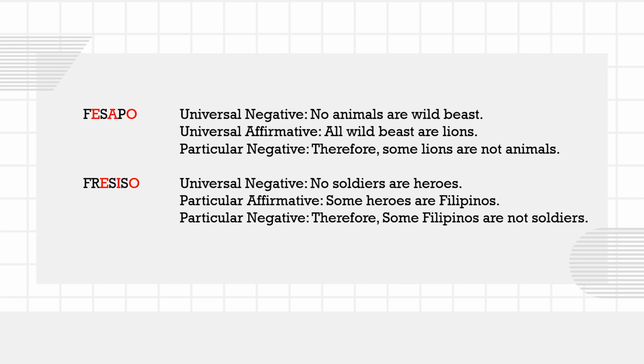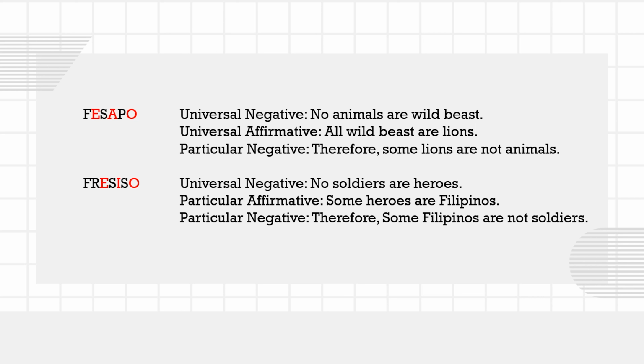This syllogism aligns with the principles of categorical logic, demonstrating that if no animals are wild beasts and all wild beasts are lions, there must be a subset of lions that are not considered animals, as implied by the premises.